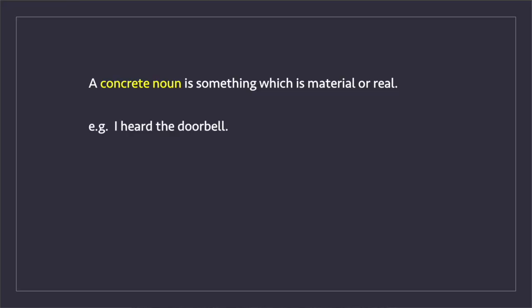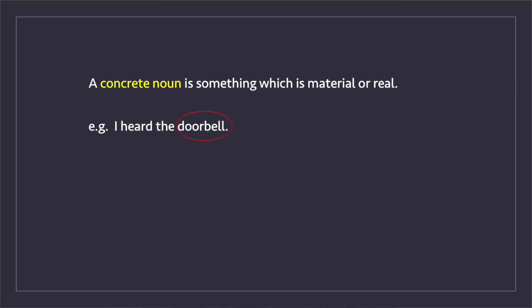I heard the doorbell. So the doorbell is something which you can hear. You cannot see it, but you can hear. So that is something which is material, or it is a concrete noun.